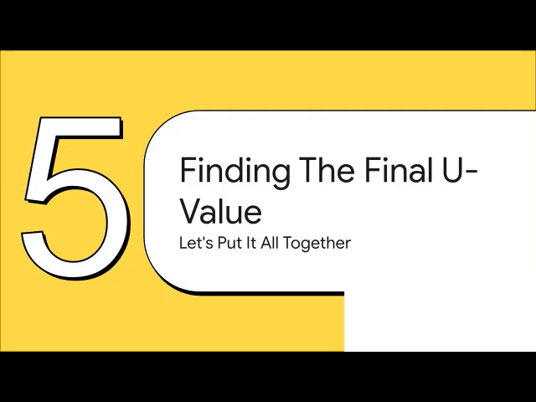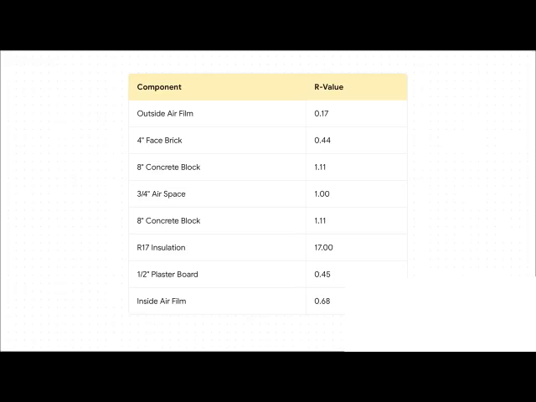Great job! We have now found the R value for every single layer of our wall. Now we can finally move on to the last steps and put this all together to find our U value. So here's a little table just summarizing all the numbers we just found. You can see each part of the wall lined up with its own R value. And looking at this list, it's just so obvious how much of the heavy lifting that R17 insulation is doing compared to everything else, right?